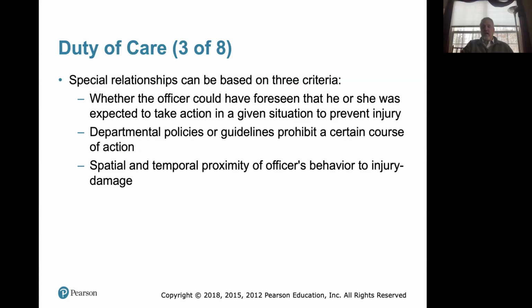Departmental policies or guidelines that prohibit a certain course of action, right? And then spatial temporal proximity of officer's behavior to injury damage. Officer knows that someone is injured. They can't just walk away from it. They acquire an obligation, what they call a community caretaker obligation, where they need to render aid.